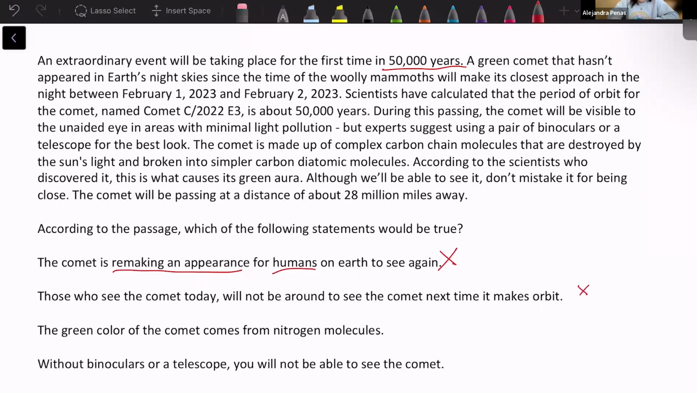The green color of the comet comes from nitrogen molecules. Yes, because if you see where it says the comet is made up of complex carbon, and you read where it says what the comet is made of, and you stop where it says green aura, whatever that says, I don't know where that.